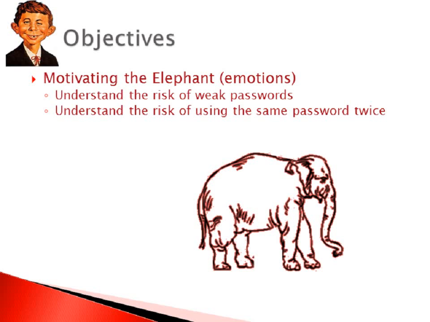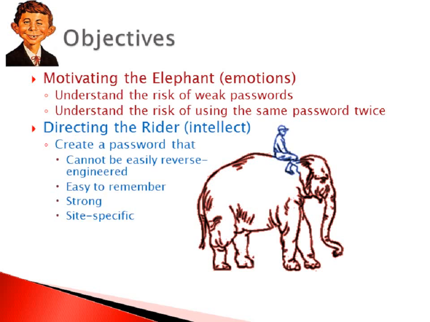So what you're going to have to do today is have an emotional response to want to change your password. And the way we're going to get at that is by understanding the risk of weak passwords and the risk of using the same password twice. Motivating your emotions is kind of like getting an elephant to move. It's hard to get going, but once it gets going, it'll keep taking you where you want to get. Once your emotions are motivated, then the writer, your intellect, can start to direct that elephant. And the way we're going to do that is by teaching you how to create that password.